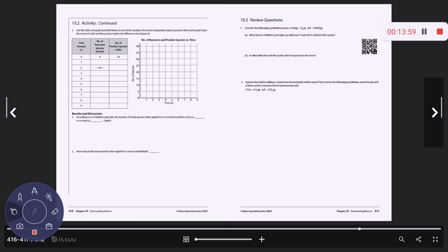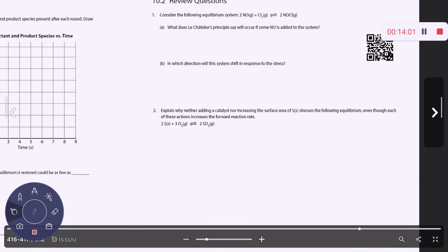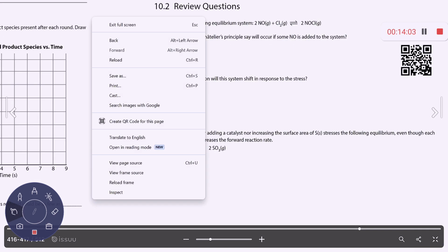Okay? All right, now let's take a look at the review questions on the next page. So let's turn the page, and I want you to do number 1, A and B, or review questions 10.2. Okay? So let's go over here and do 1, A and B, and then let's go over it.